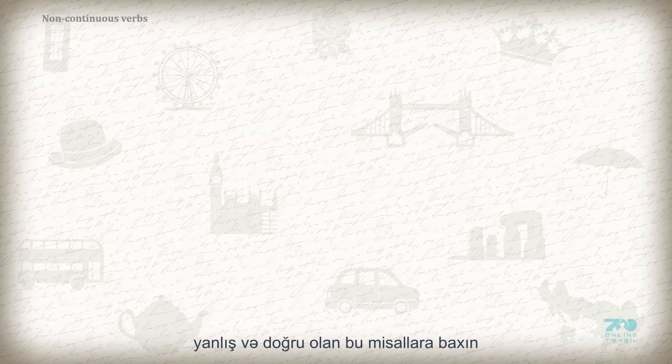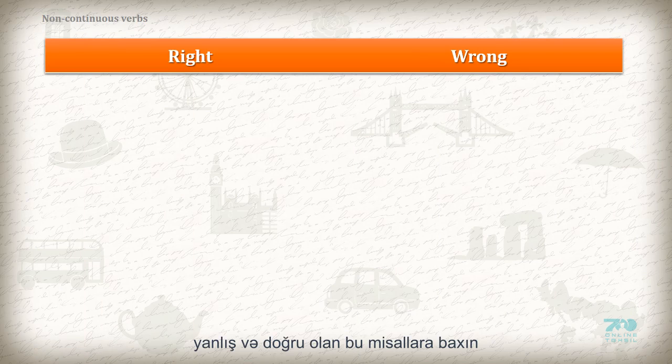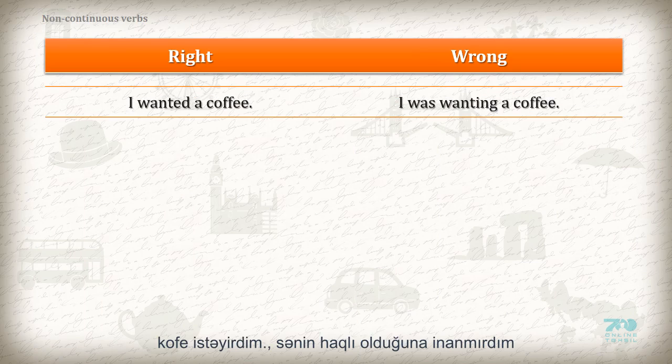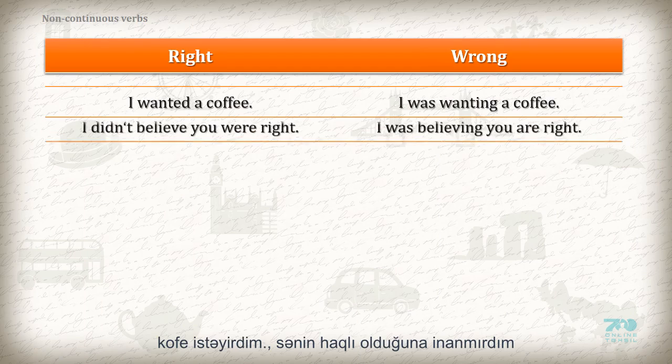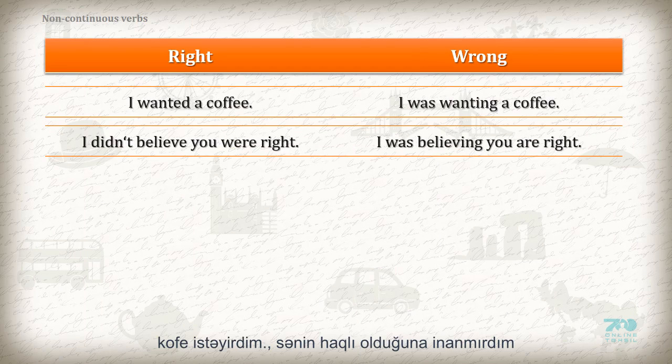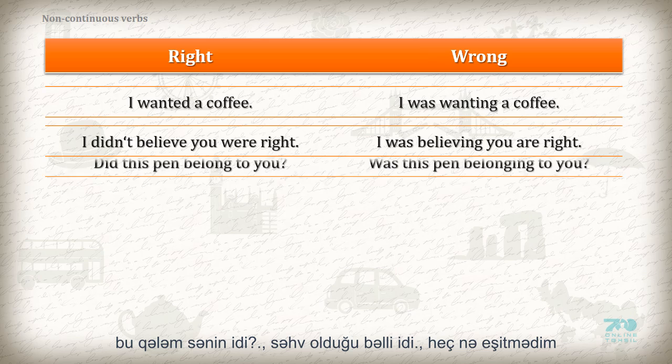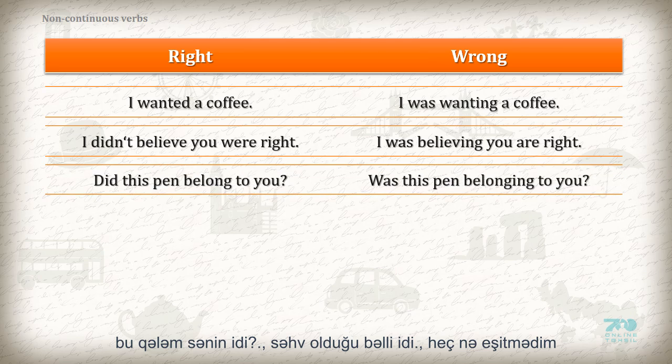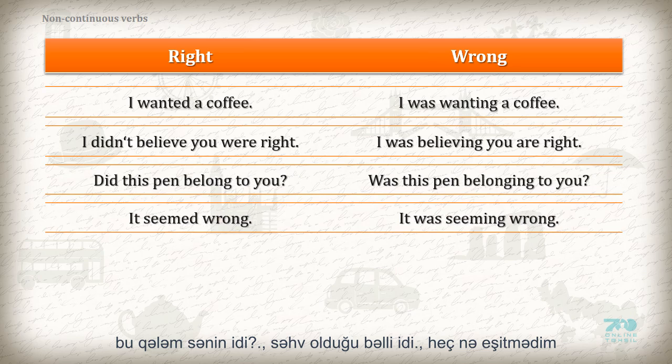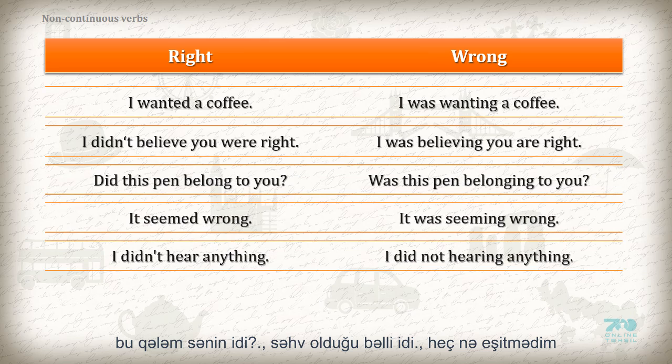Look at these example sentences, right and wrong. I want a coffee, not I was wanting a coffee. I didn't believe you were right, not I was believing you are right. Did this pen belong to you? Not was this pen belonging to you. It seemed wrong, not it was seeming wrong. I didn't hear anything, not I did not hearing anything.